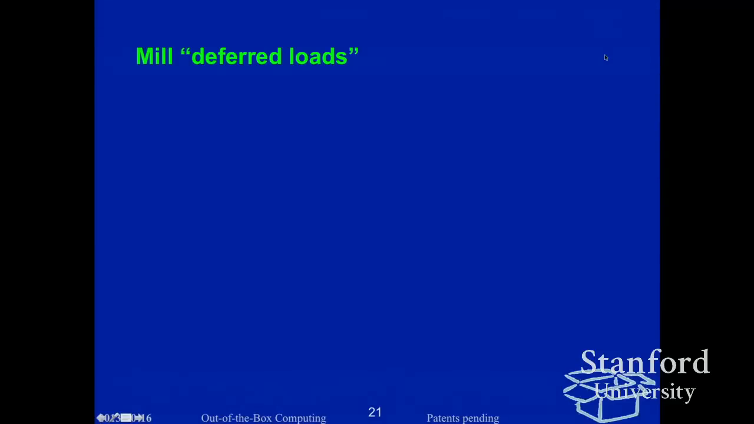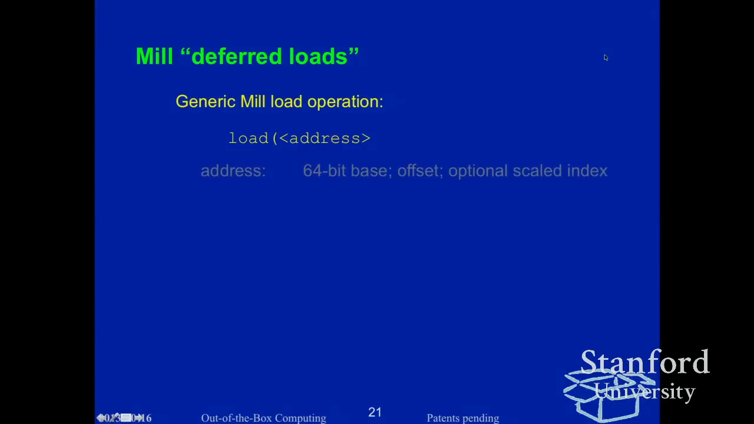The Mill solution is called a deferred load. We've given you what the background is. Now we tell you what we do about it. A generic Mill load operation has, of course, an opcode, load. You have an argument, which is an address. The Mill has a bunch of address modes. There's nothing greatly surprising about that. There's a 64-bit base address, an up to 32-bit offset, and optionally a scaled index.